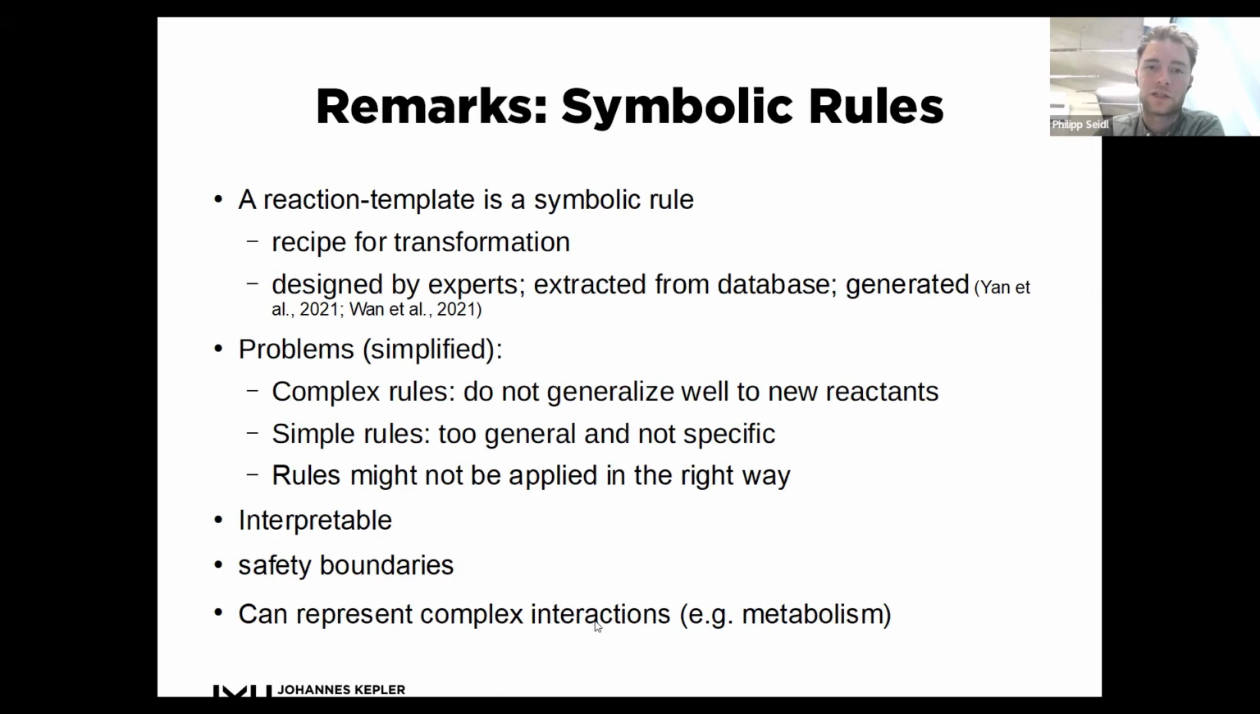Also, what these reaction templates, or in general those symbolic rules, can represent is something very complex, if something very complex is underlying. And this is, for example, the case in metabolism. In metabolism, you have a protein that is an enzyme that facilitates a certain reaction. And this reaction can be very, very complex, and it's very hard to model it otherwise. So a template could model this. They're indeed used, for example, in metabolism.